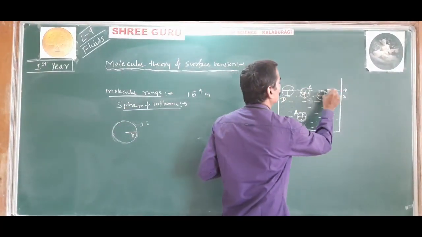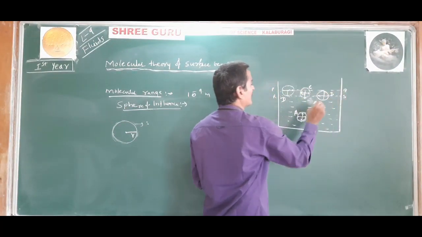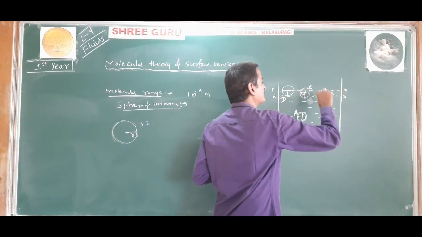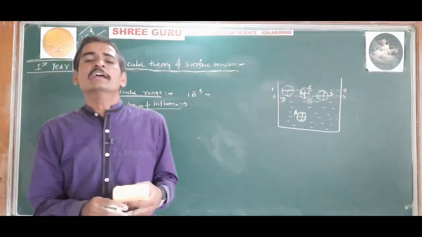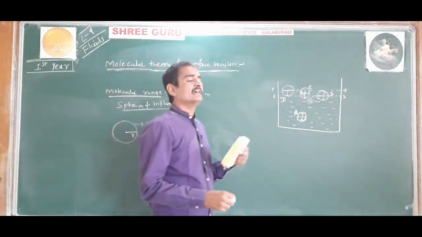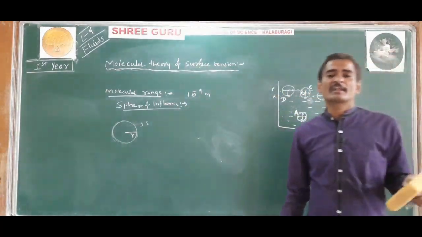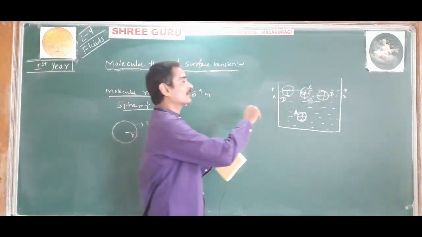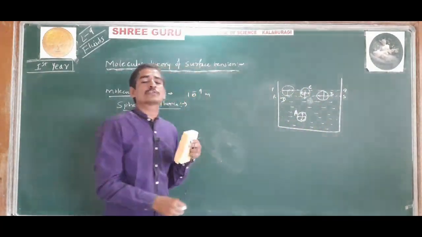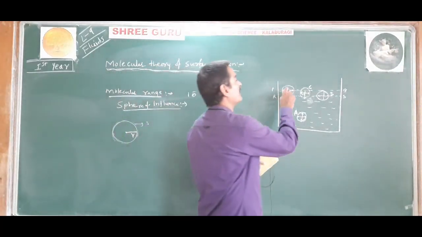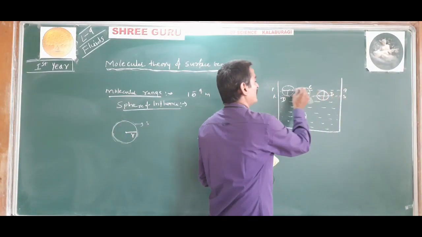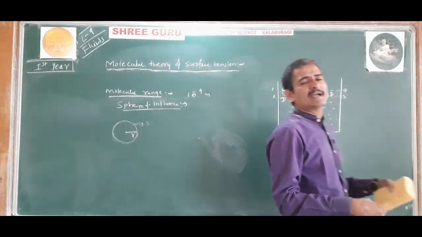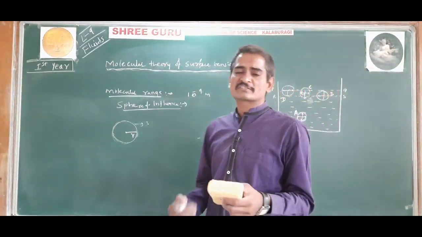Or all the molecules which are present within the surface PQRS. All the molecules of the liquid which are present within the surface PQRS will experience a net downward force, and hence they will have a maximum potential energy. See here, the net downward force is maximum for the molecules on the surface of the liquid, and hence they will have a maximum potential energy.